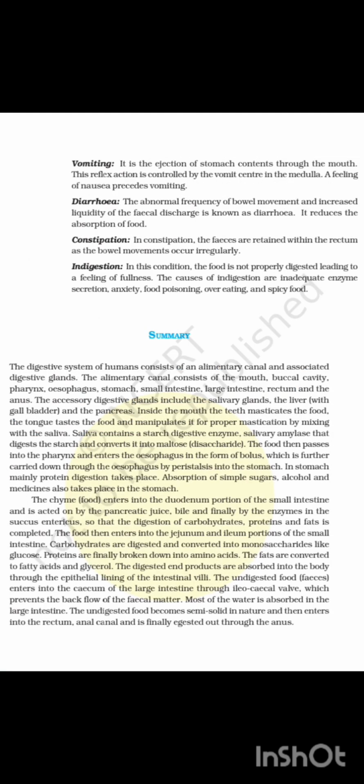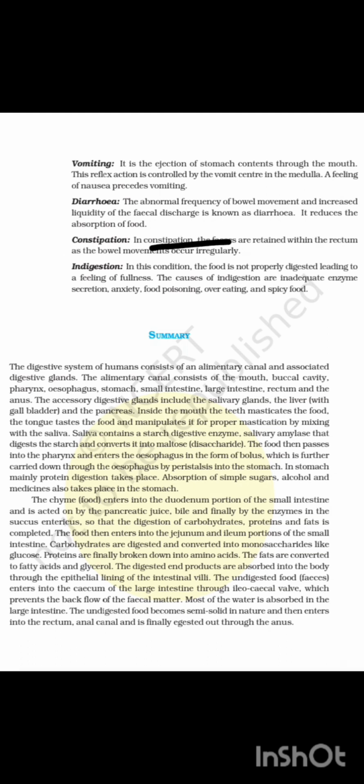Vomiting. It is the ejection of stomach content through the mouth. This reflex action is controlled by the vomit center in the medulla. A feeling of nausea precedes vomiting. Diarrhea. The abnormal frequency of bowel movement and increased liquidity of the fecal discharge is known as diarrhea. It reduces the absorption of food.